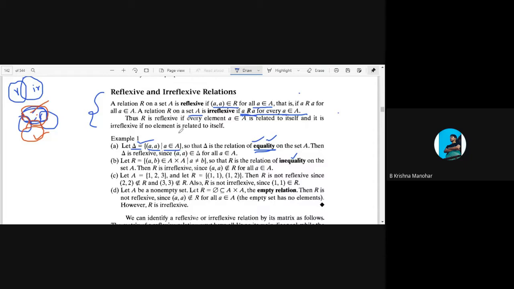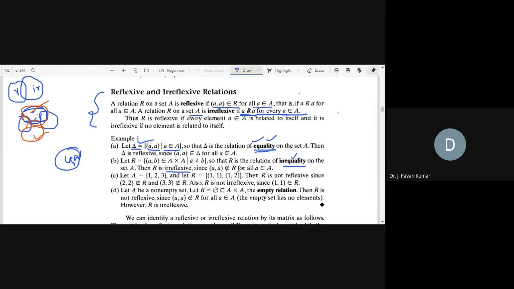Every element should be related to itself, so the equality relation will satisfy that condition, so it is reflexive. Similarly, the inequality relation: an element will not be related to itself, so we can say this inequality relation is irreflexive. Why? Because no tuple will be of the form a comma a. A comma a does not belong to this inequality relation, so we can claim this one as irreflexive.